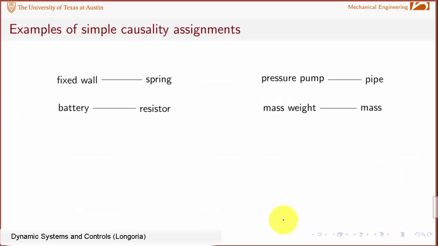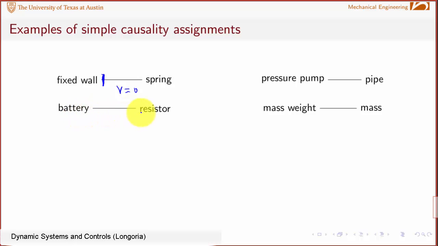Here's a couple of different examples. Let's say you had a fixed wall, right? So that's got a known velocity, because it's not moving, and then you have a spring. How would you assign causality there? Think about that for a second. The wall is going to tell that spring that it has a known velocity. So how does it convey velocity information? Well, causally, it does that by putting a causal stroke here. It says, oh, my velocity is known, it's 0.